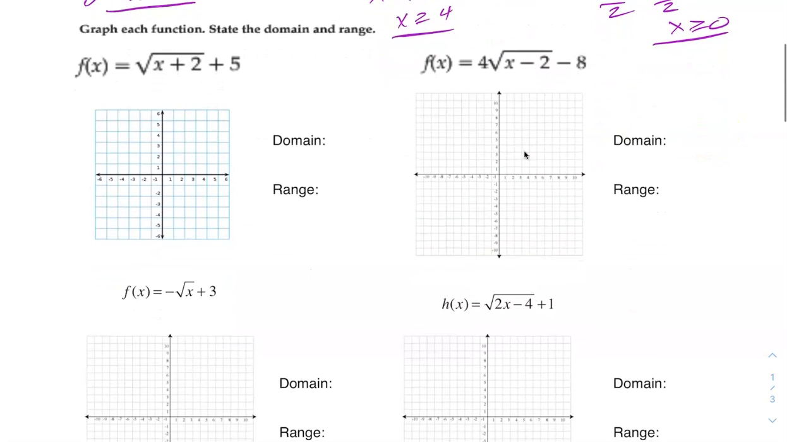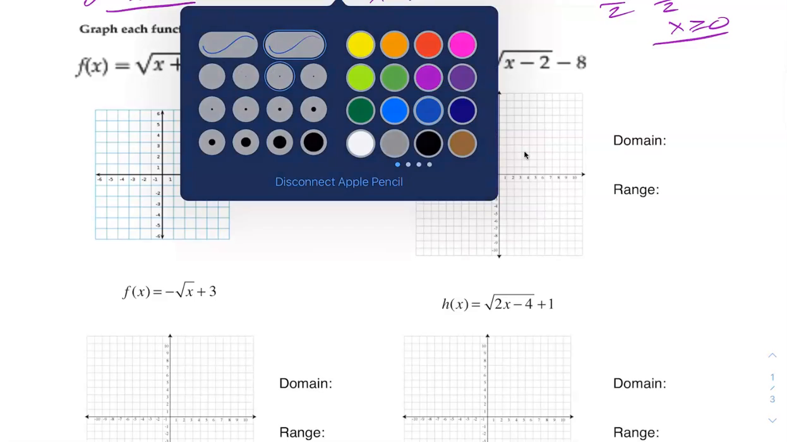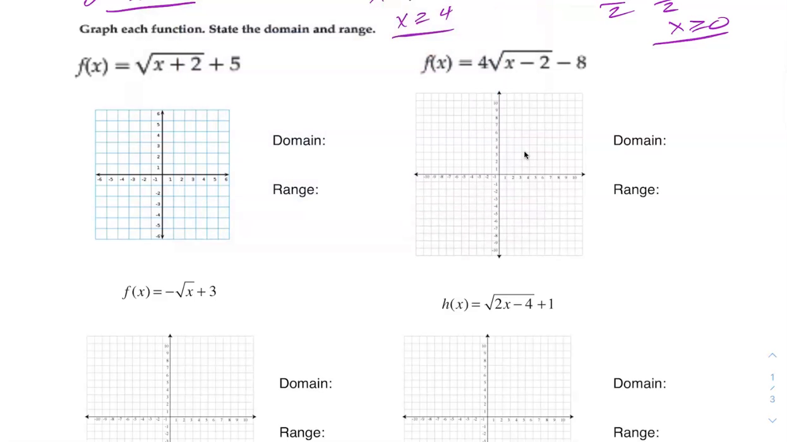Next one, let's graph the function. You want to talk about where you start off, just like before: inside opposite, outside follow. So my vertex is negative 2, 5. That's where we're starting. We're going left 2, up 5. Right there. And then a square root function looks kind of like a half parabola opening that way. So it looks like this. So there's my function.